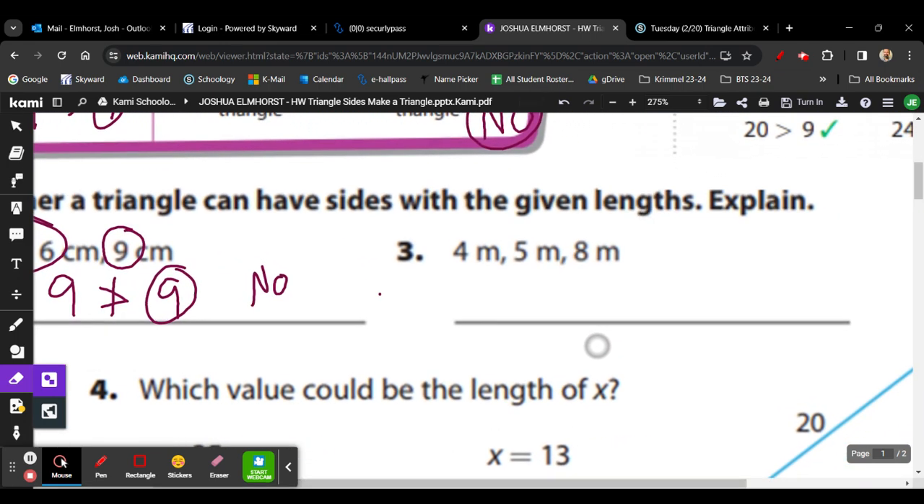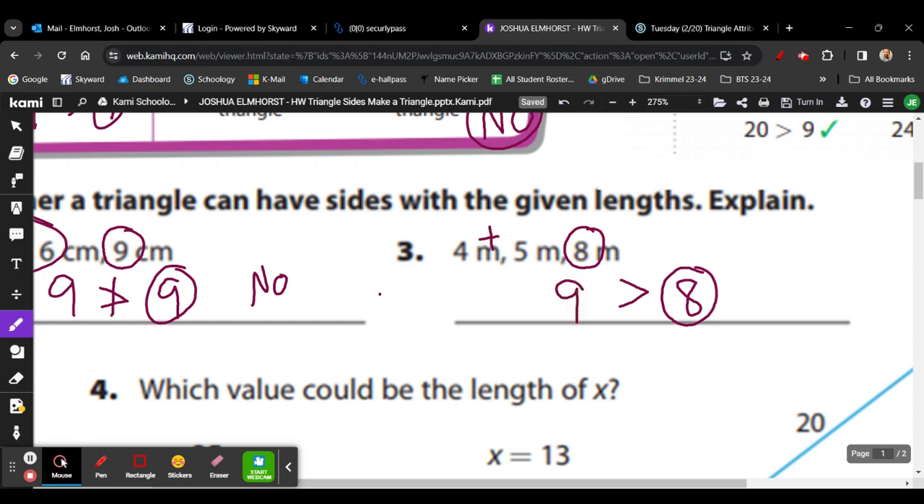Number 3, what's the longest side length? 8. So we're going to circle it. Move 8 down below for our comparison. We're just identifying this is the long side. And we're going to add up the other two side lengths. The total length of 9, is that long enough to make a triangle with 8? 9 is greater than 8, so this is yes. It forms a triangle.